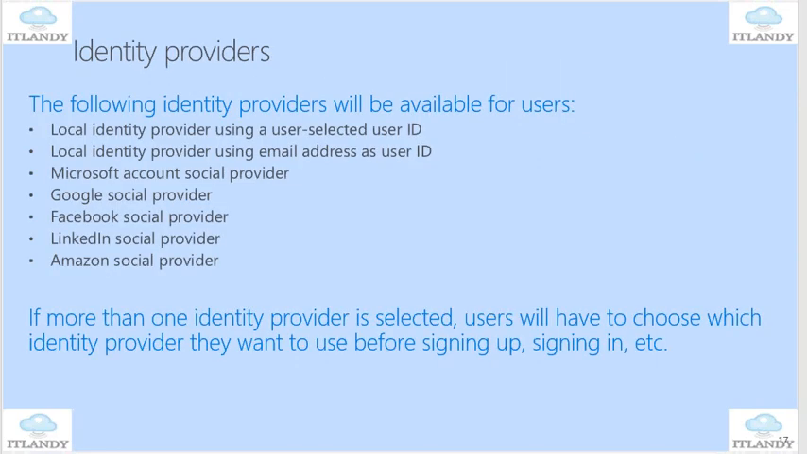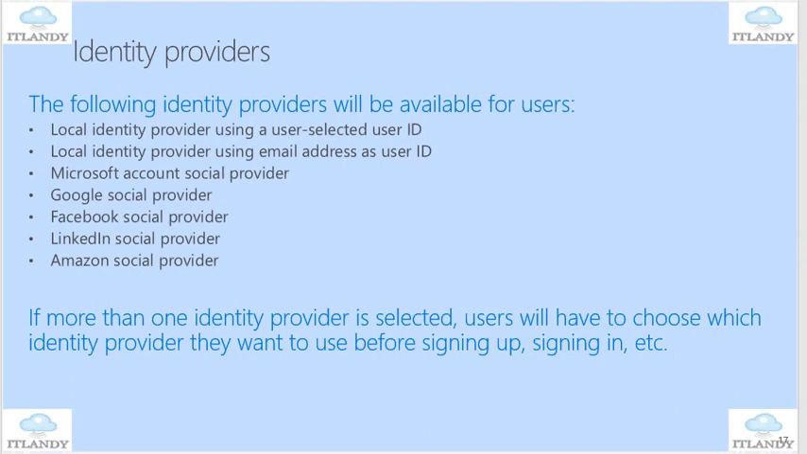Identity provider. Which identity providers will be available for users? Local identity provider, user, email, social providers, Google, Facebook. These are the identity providers that are at the moment available through the public cloud, which is Azure. If more than one identity provider is selected, users will have to choose between them before they sign up. The third-party identity provider will basically be driven by the customer's need.